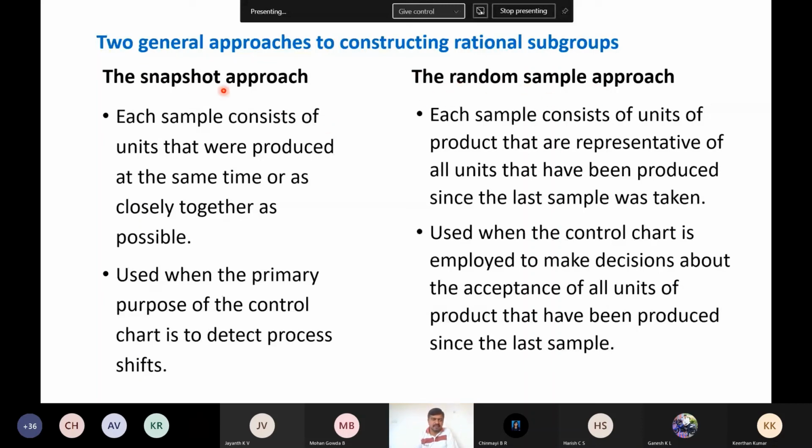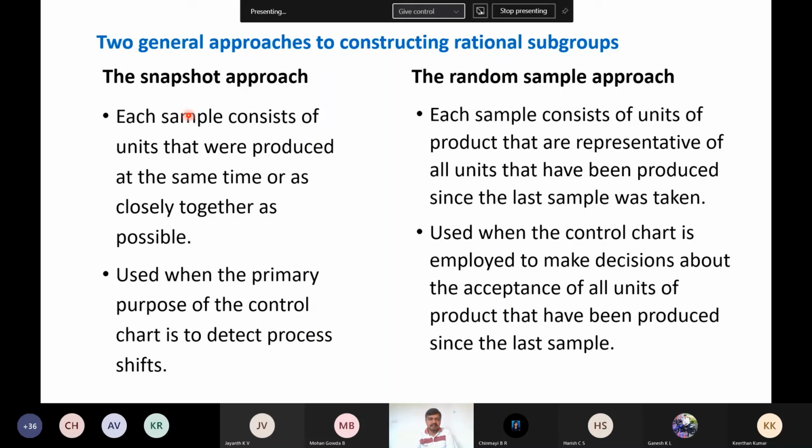In the snapshot approach, as we discussed, we will consider time. After 1 hour, after 2 hours, after 3, 4, 5. After 1 hour, we will pick 5 samples. After 2 hours, we will pick 5 samples. After 3, we will pick 5. So here time will decide.